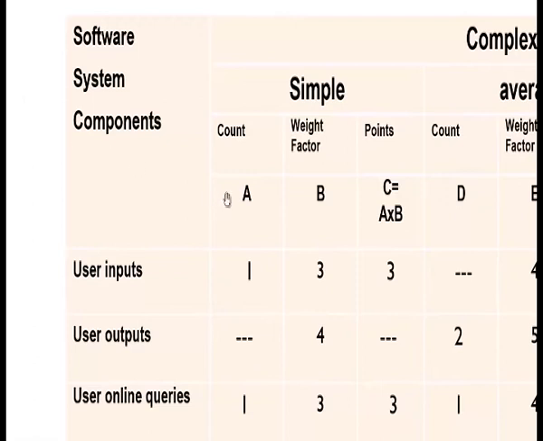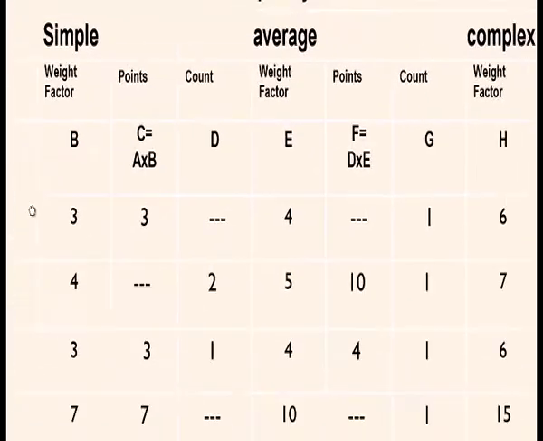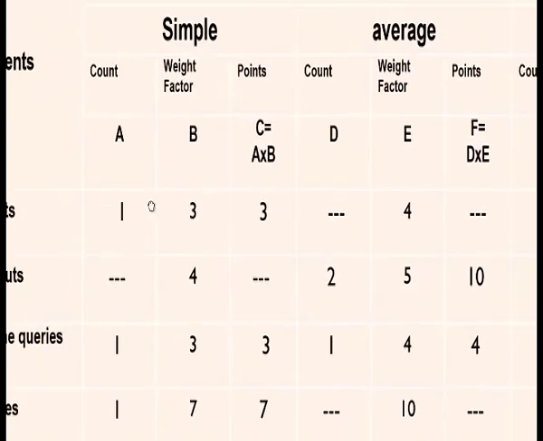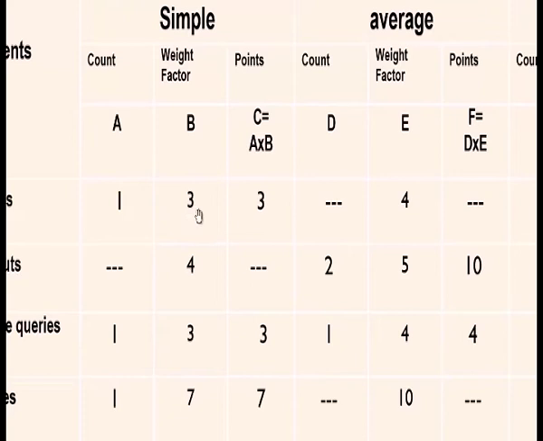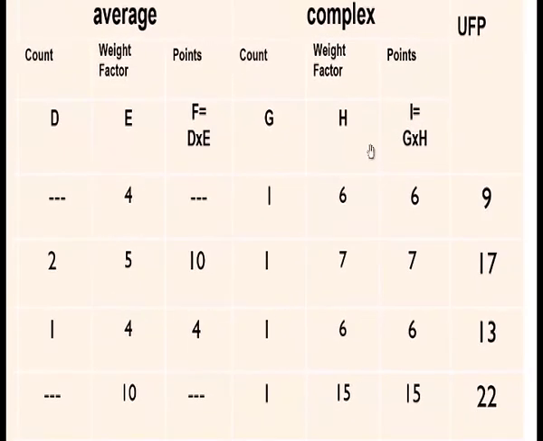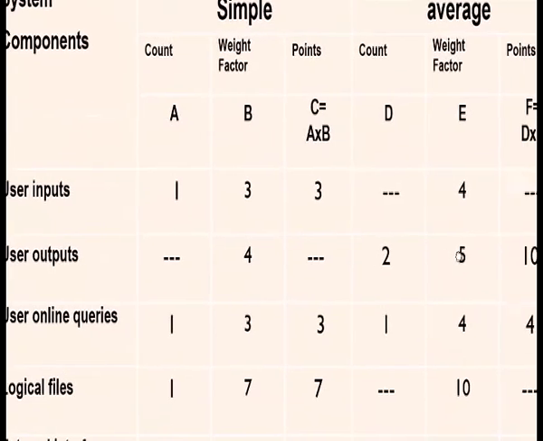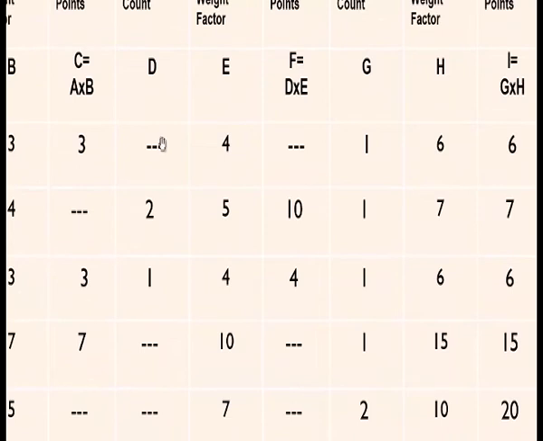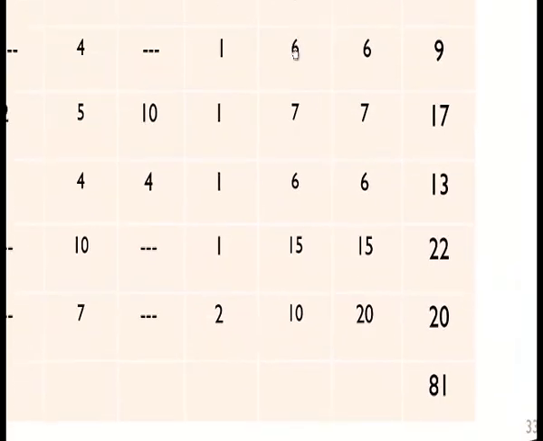You can see the different values: the count, weight factor, points. Now, if you look here, the count is 1, the weight factor is 3, 1 into 3 for a simple case, for an average case, and for a complex case. User outputs, now considering the case, you can infer that we have arrived at the value 81.